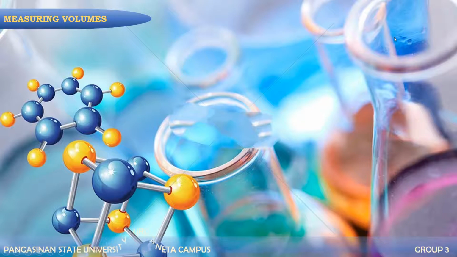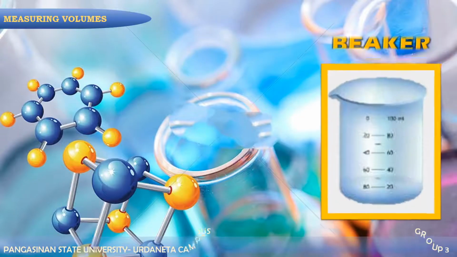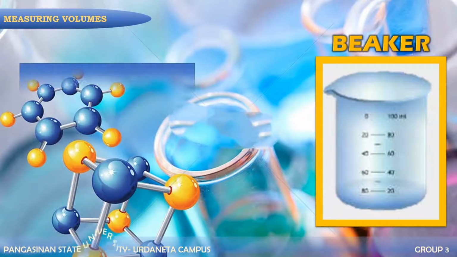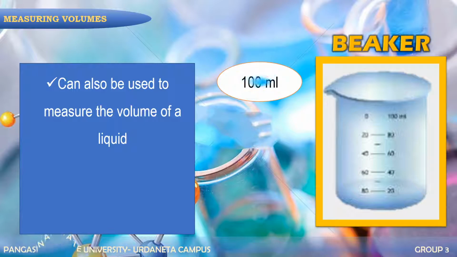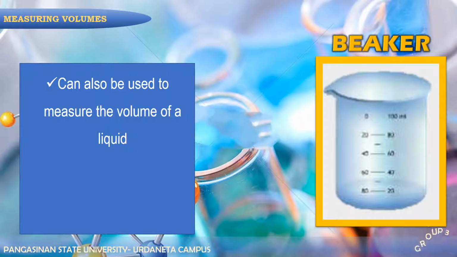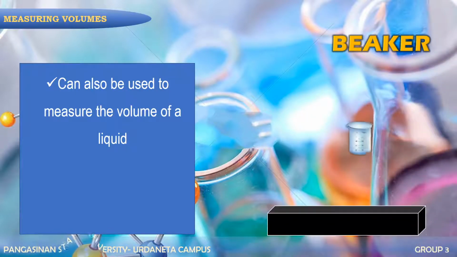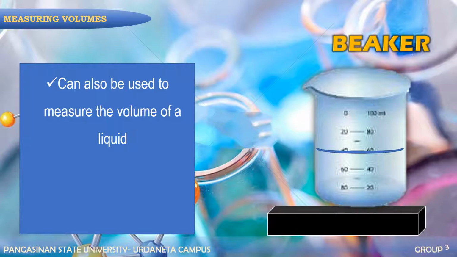I am Keishan and I will discuss the second instrument used to measure volume, which is a beaker. A beaker can also be used to measure the volume of a liquid. This beaker is designed to measure up to 100 milliliters of liquid, just as the graduated cylinder in the previous slide. The same guidelines for measuring volume in a graduated cylinder apply to a beaker as well. Place the beaker on a flat surface and view the height of the liquid at eye level. Read the volume at the bottom of the meniscus.